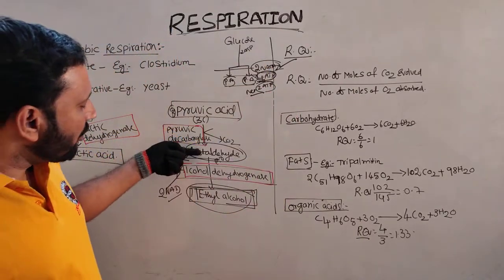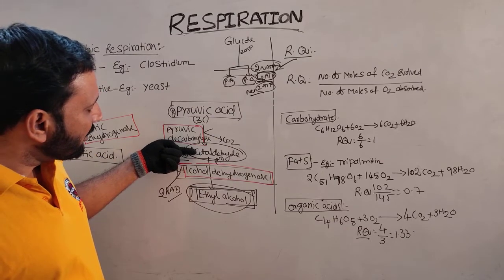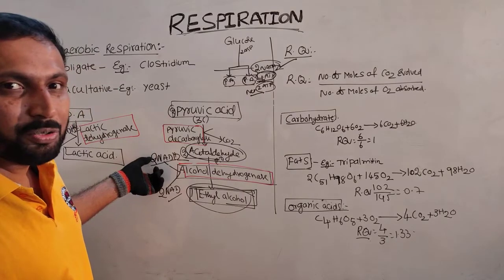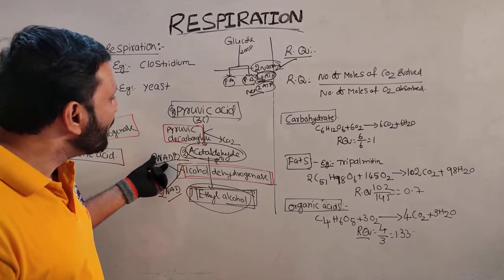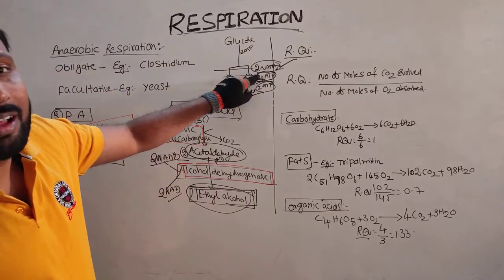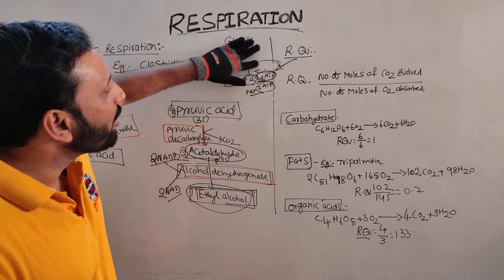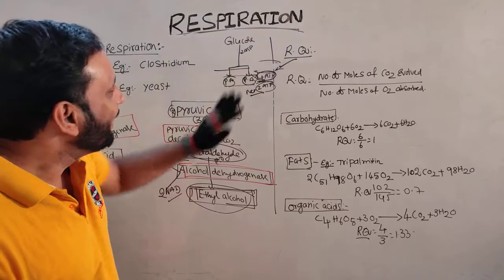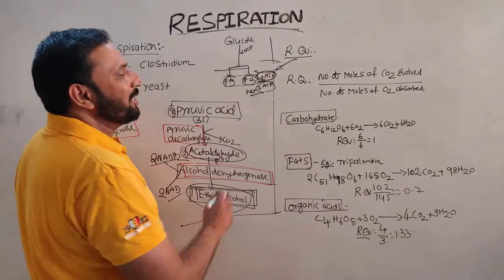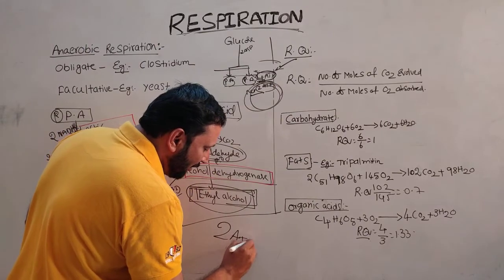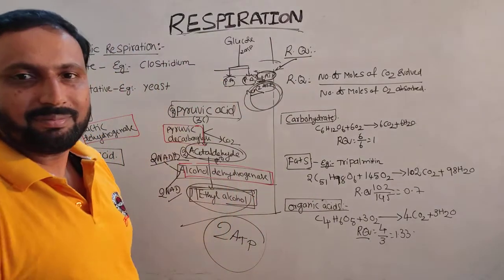So here, acetaldehyde is reduced to ethyl alcohol, and for that two NADH2s are required. These two NADH2s are formed in glycolysis, so it means these two NADH2s are also utilized. It means in anaerobic respiration, finally, what is the result? Only 2 ATP can be synthesized.